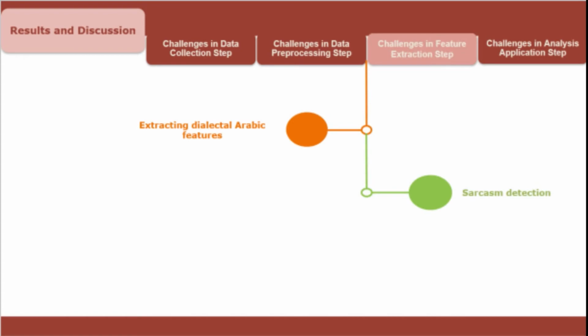Challenges in feature extraction steps. Colloquial Arabic is different from modern standard Arabic morphologically, phonologically, and syntactically, which makes part of speech taggers and morphological analyzers very challenging. Stop words and negation can differ in dialects from modern standard Arabic. Sarcasm aims to mislead the classification. Detecting sarcasm is a very difficult process and limited works have been made on this topic.